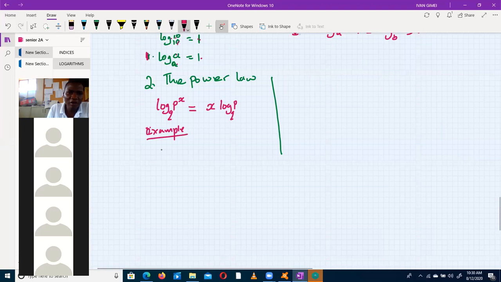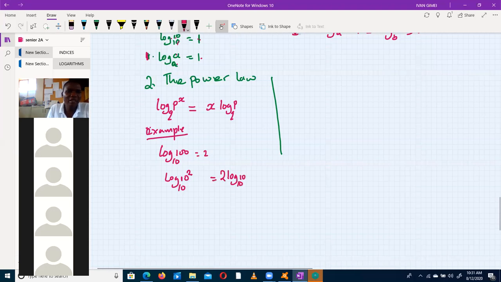if you're looking for the log of, let's say, 100 to base 10, we already know that this answer is 2. But how can I use this law to come up with the 2? I'll say this is the same as log of 10 squared base 10, because 100 is the same as 10 squared. Now, according to this law, I'm supposed to drop the 2. So this will be the same as 2 log of 10 base 10.